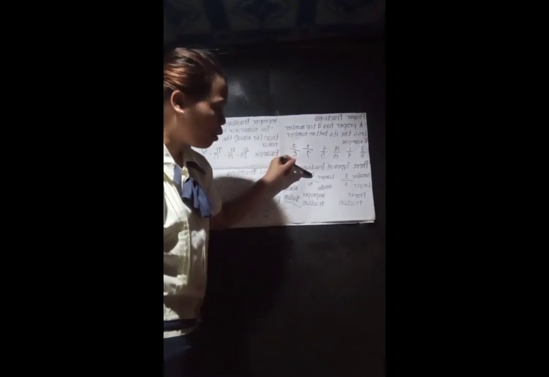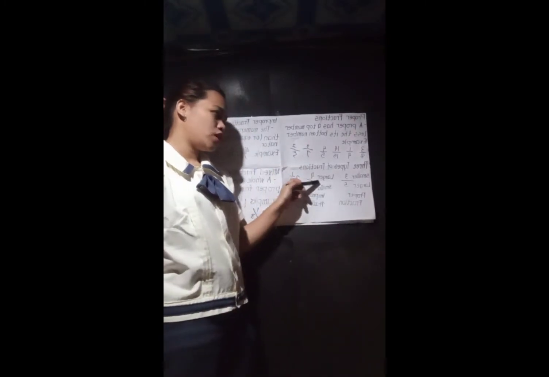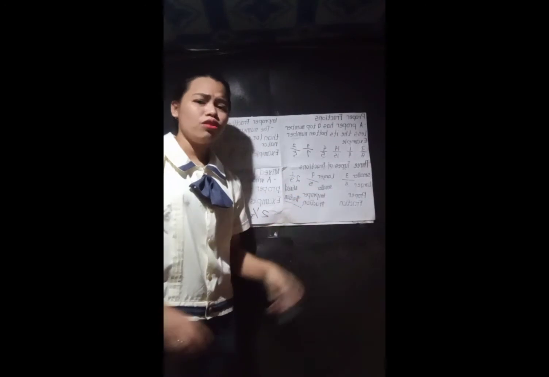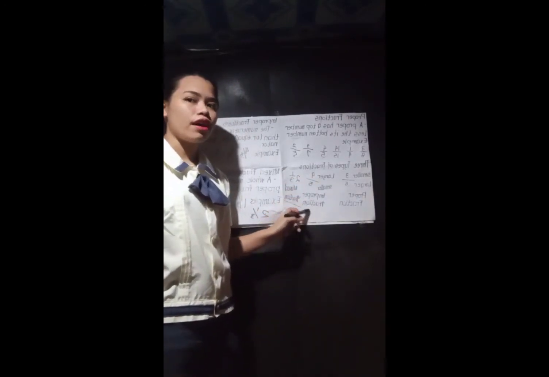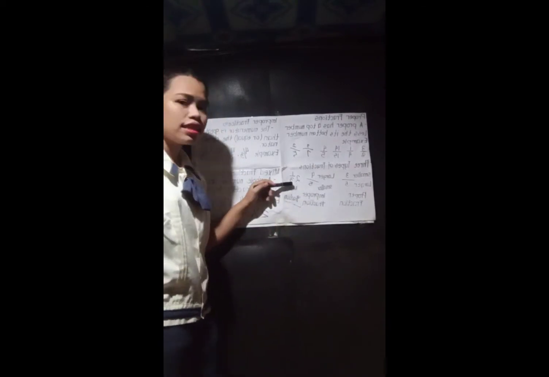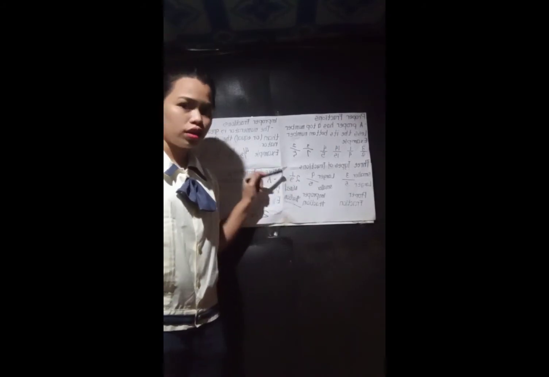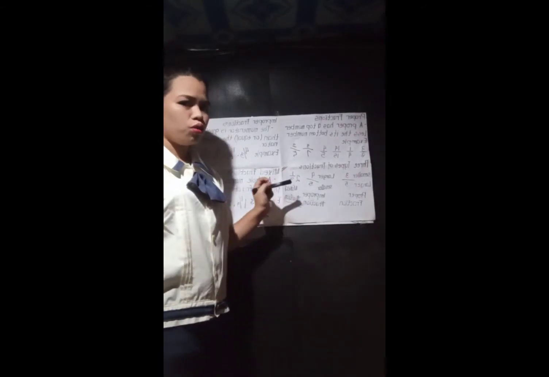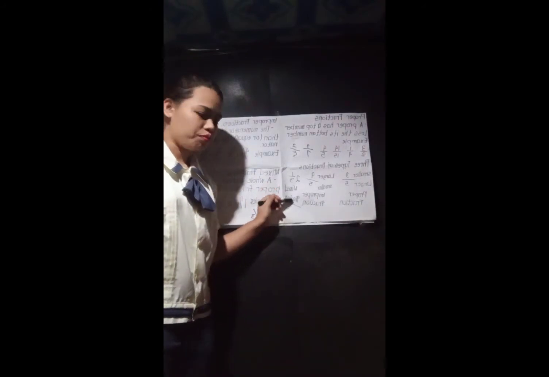Another example is 9/5. Why is the top number bigger? The 9 is the larger number and the 5 is the smaller. This is called an improper fraction. Another is 2 and 1/3. This we call a mixed fraction.